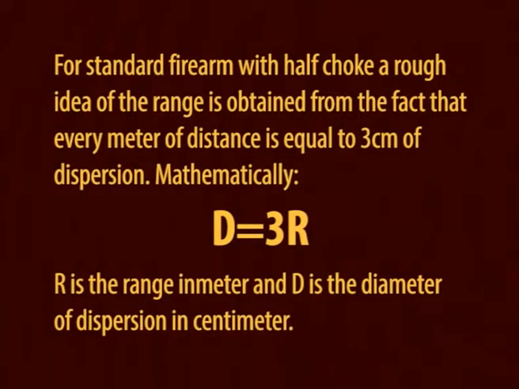For standard firearm with half choke, a rough idea of the range is obtained from the fact that every meter of distance is equal to 3 centimeters of dispersion. Mathematically, D = 3R, where R is the range in meters, while D is the diameter of dispersion in centimeters.